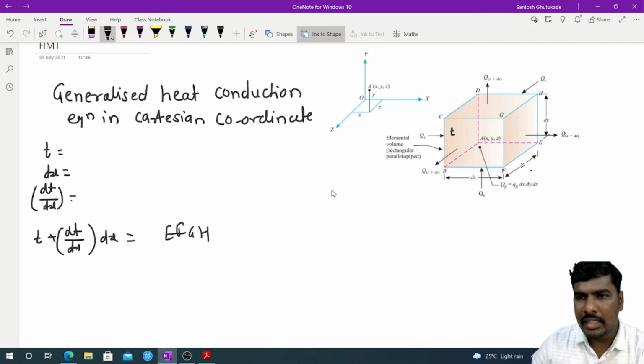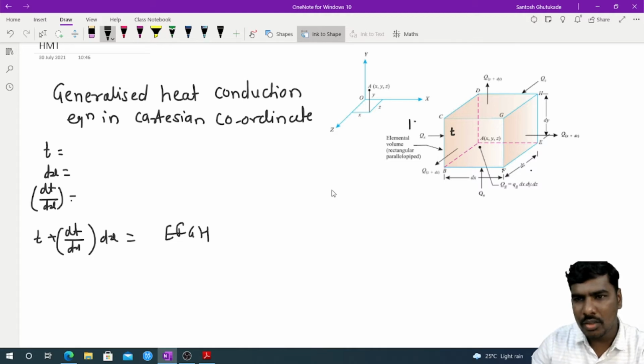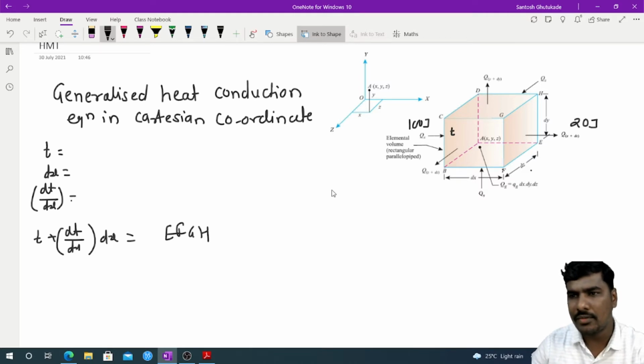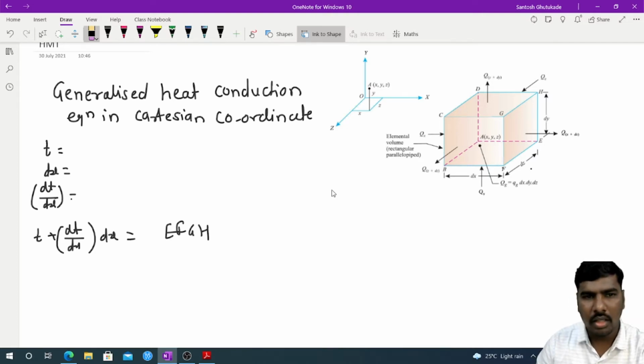Now Qx is the heat coming into the element, and Qx plus dx is the heat going out of the element. We have to calculate the total heat, or total energy, stored in the element. Suppose 100 joules is the heat coming into the element, and when going outward, 20 joules leaves from the face EFGH. So 80 is the energy stored in the element, for example. Similarly, there may be some energy stored in the y direction and some in the z direction, as well as internal heat generation in the element.